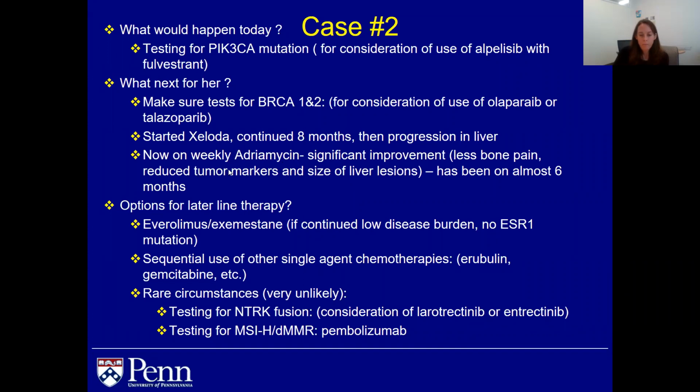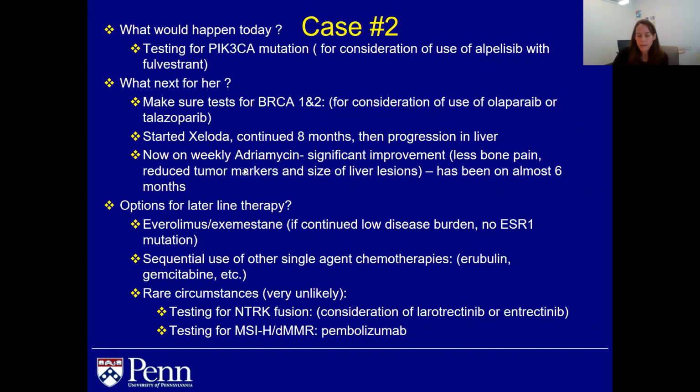And the reason we'll say we chose adriamycin in this case is that the patient did not have chemotherapy for her early stage breast cancer because she had a low risk Oncotype, say. In a patient who has not had an anthracycline for their early stage disease because they didn't need chemotherapy, an anthracycline can be quite helpful in patients who have progressed on other chemotherapy agents such as Xeloda.